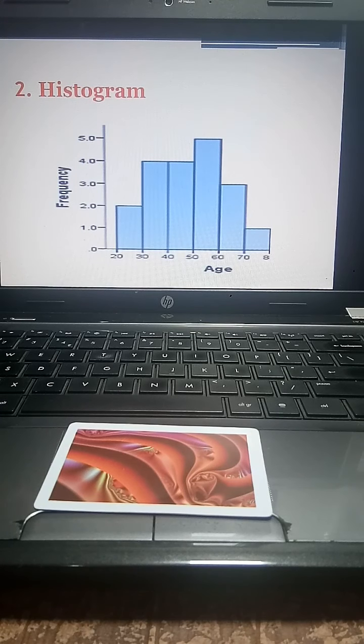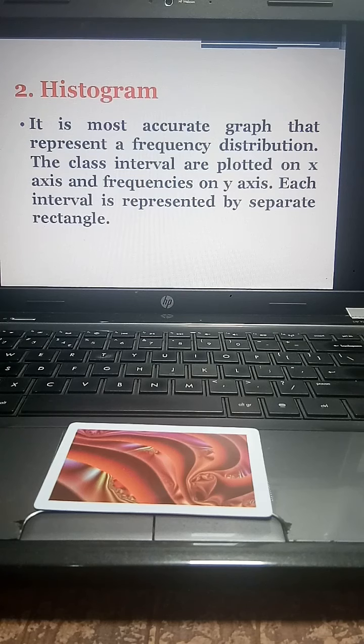Okay, the next is the histogram. It is the most accurate graph that represents the frequency distribution. In this case, the class intervals are plotted on the x-axis and the frequency on the y-axis. Here we are taking the class intervals that are plotted against the x-axis and the frequency on the y-axis. And each interval is represented by a separate rectangle.